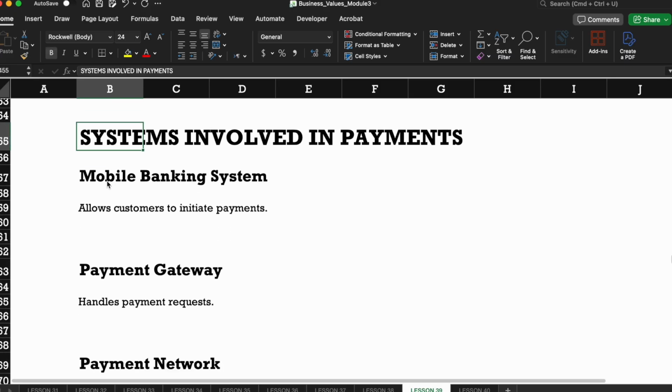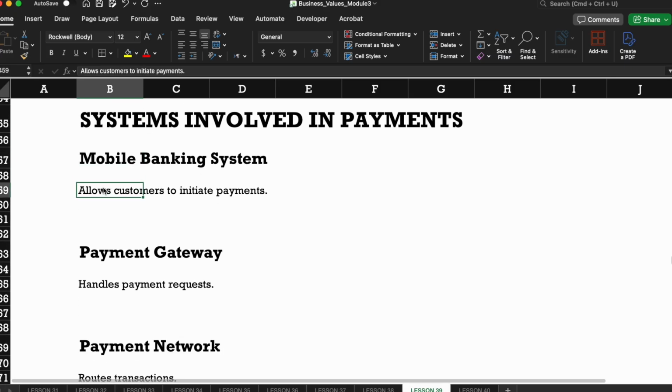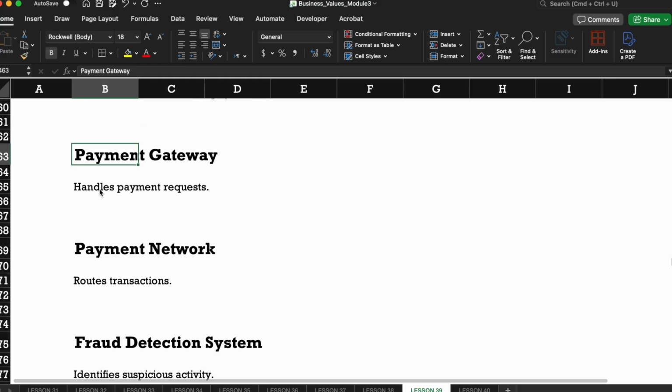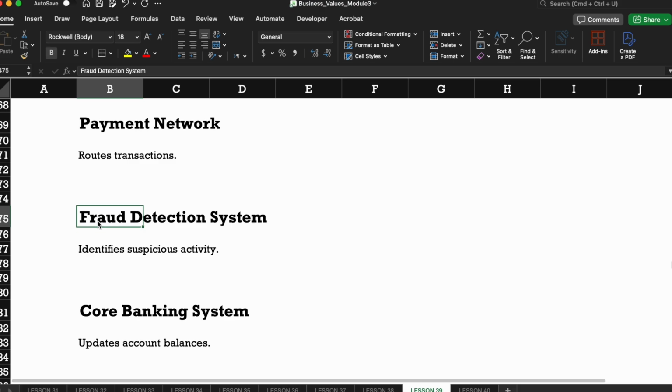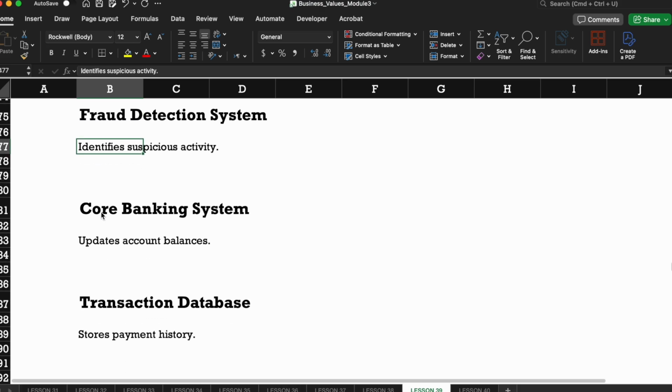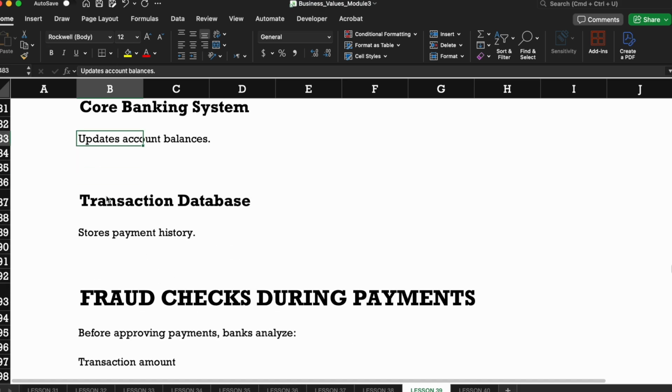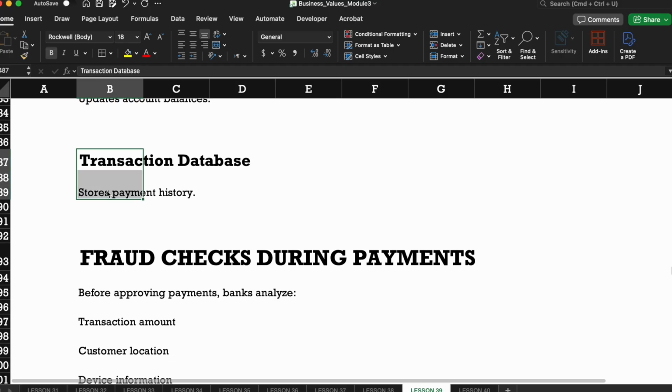Systems involved in payments. The mobile banking system allows customers to initiate a payment. The payment gateway handles the payment request. The payment network routes the transaction. The fraud detection system identifies suspicious activity. The core banking system updates the account balances. The transaction database stores the payment history.